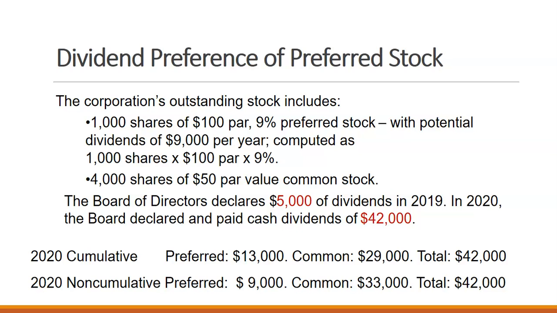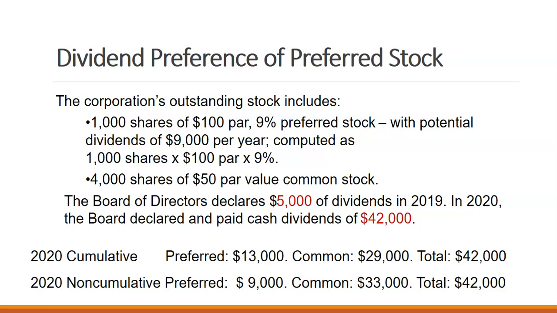If the board of directors declares a $5,000 cash dividend in 2019, so in 2019, we were only able to pay part of that $9,000 per year of preferred stock. If that preferred stock is cumulative, in the next year we would have to pay everything we didn't pay the previous year before common stockholders received any.